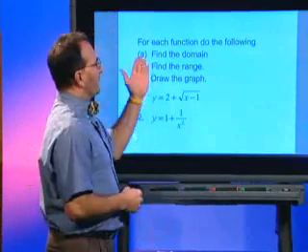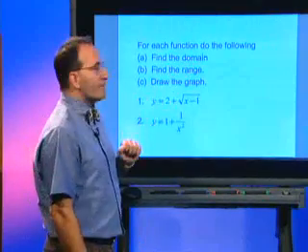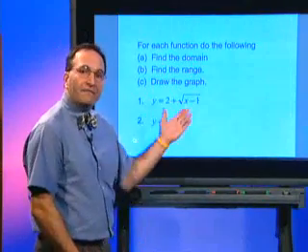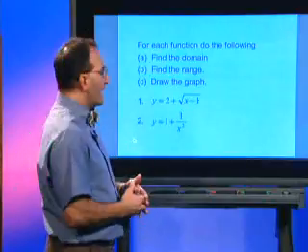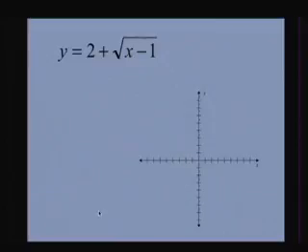For each of the following functions, find the domain, find the range, and then draw the graph. In our first example, y is equal to 2 plus the square root of the quantity x minus 1. Our second example is y is equal to 1 plus the quantity 1 divided by x squared. So let's take a look at our first example.